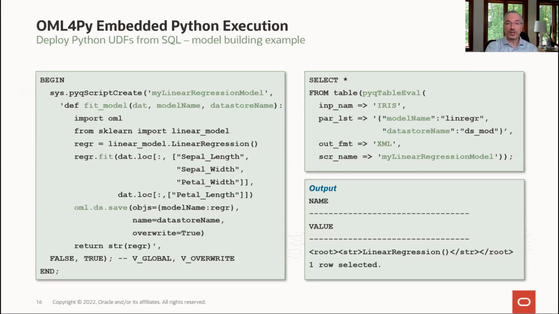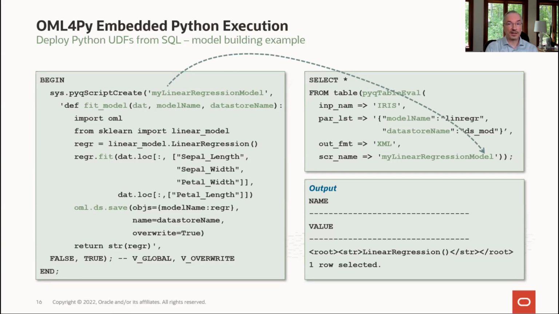Now on the right, we show invoking this Python function from SQL using table apply functionality with the SQL function pyqTableEval. This is actually a table function, and the system will automatically populate the first argument of your user-defined function, dat, with the specified data from, in this case, the iris dataset, and it'll provide it as a pandas data frame. So we pass in the iris table name, the user-defined function parameter list, which includes the model name, as well as the datastore name that we want to use to store our model in the database. And we specify the output as XML and the name of the function as stored in the Python script repository.